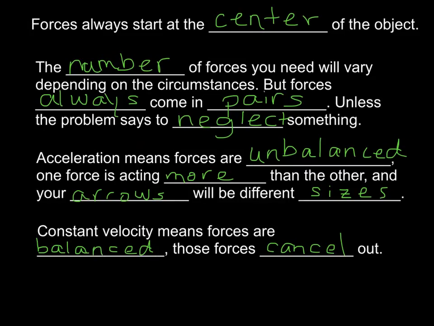So there's two situations that might happen. One would be constant velocity. Think about a car on cruise control. The other situation might just be that the object is sitting there. It's just stopped and it's not moving. So in those two situations, your arrows would be of equal length in opposite directions, and that means that they cancel each other out.